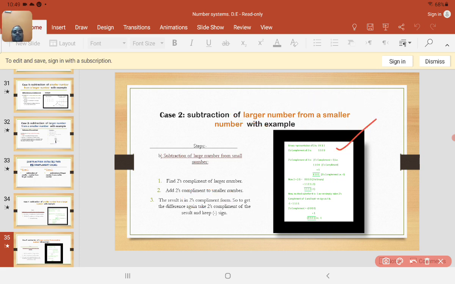So an example is also given here. We get the 2's complement of the 3, and 2 plus minus 3 comes, and at last we get minus 0 0 0 1. This is the result we are getting here.